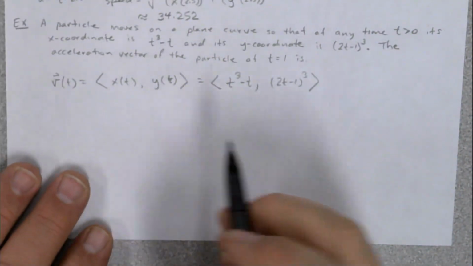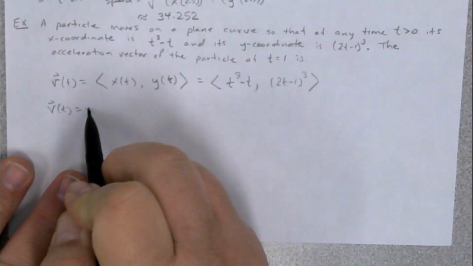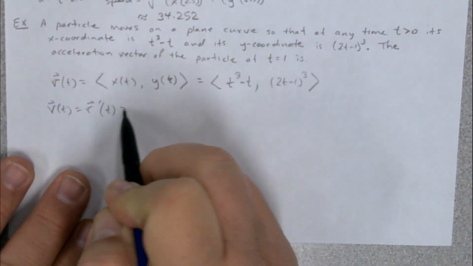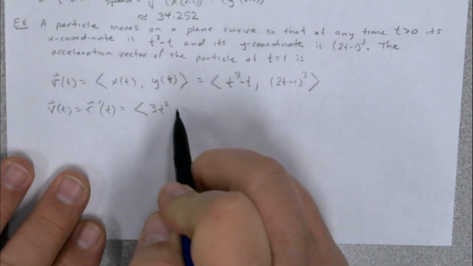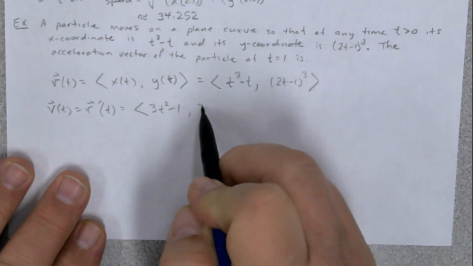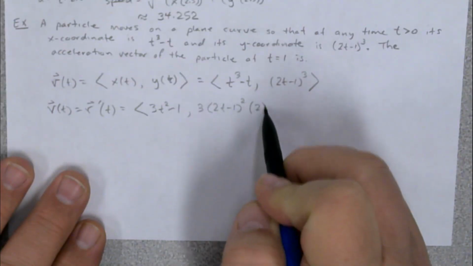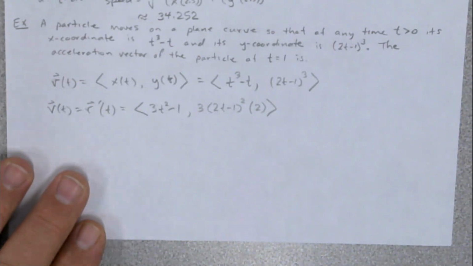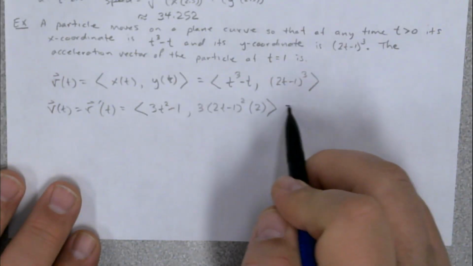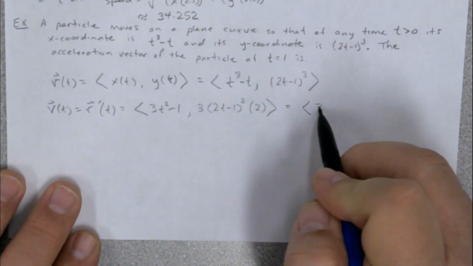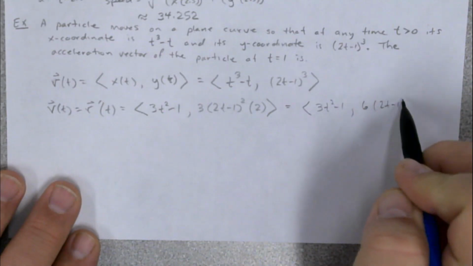So we want to find the velocity vector, which is the derivative, which is going to be 3t squared minus 1 and 2t minus 1 squared, and then we times the inside here, which will be 2. Okay? And you can clean this up, especially the back side over here. And this gives me 6 times 2t minus 1 squared.